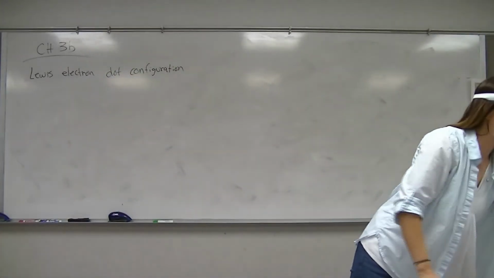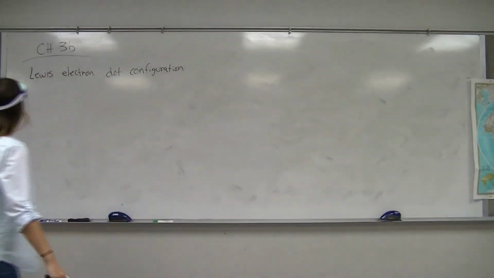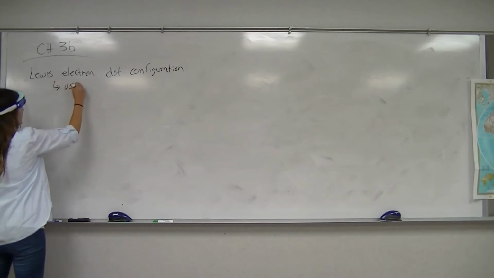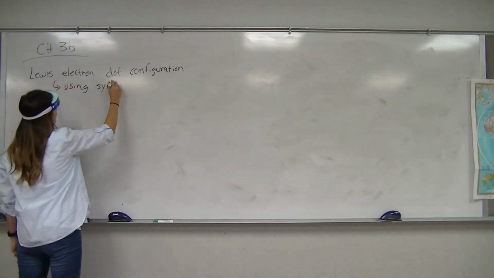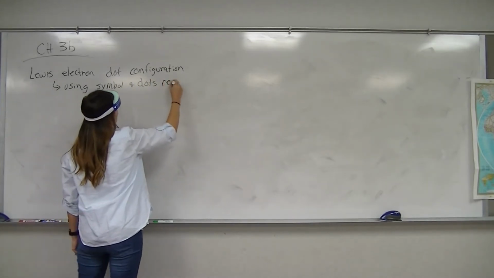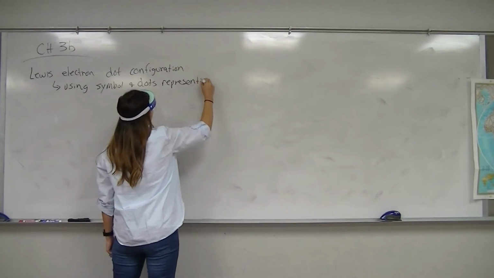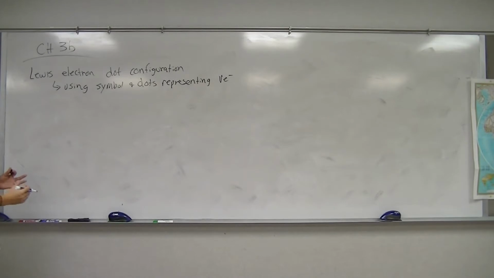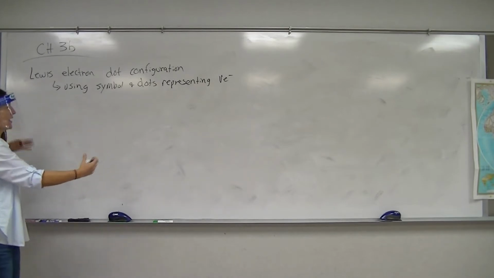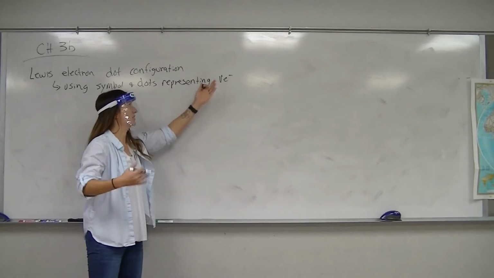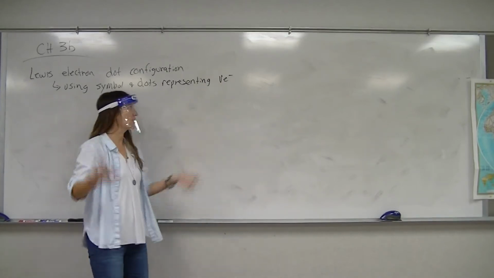We're not doing this yet, but that's what we're going to build up to. So what a Lewis electron dot configuration is, it's just a configuration using the symbol of the element and dots representing the valence electrons. Because what we're going to use these for is to show the structure of a compound as a whole. And when we're showing structure, valence electrons are the only electrons involved in those structures, because those are the ones that are involved in bonding, that outer shell.